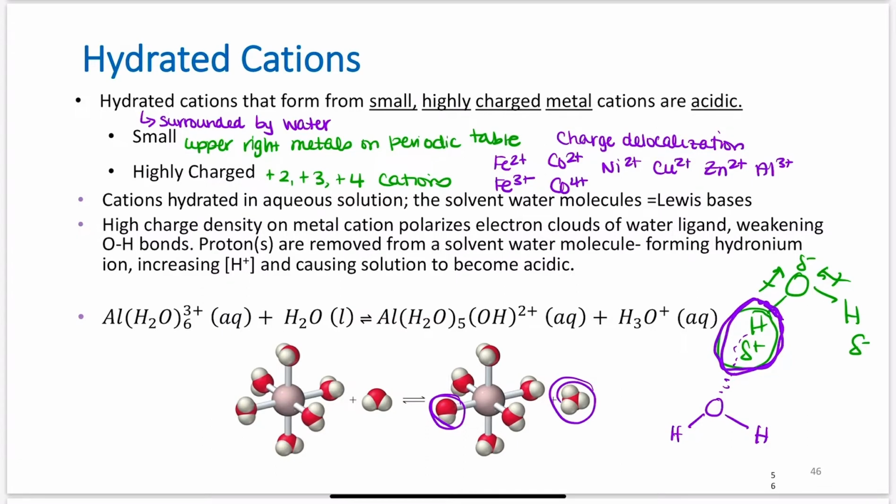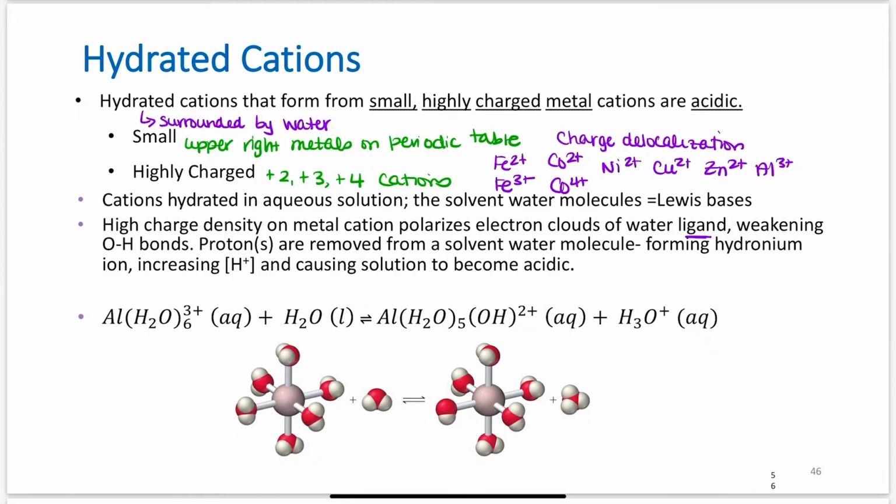So high charge density on the metal cation polarizes those electron clouds of the water ligand. Ligand is just something that coordinates to that metal complex. It weakens that OH bond. The proton here is removed from a solvent water molecule, forming hydronium ion, which increases the H+ concentration in solution and causes the overall solution to become acidic.